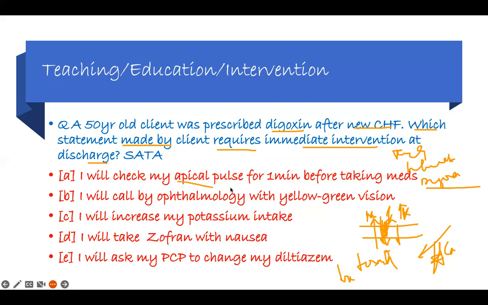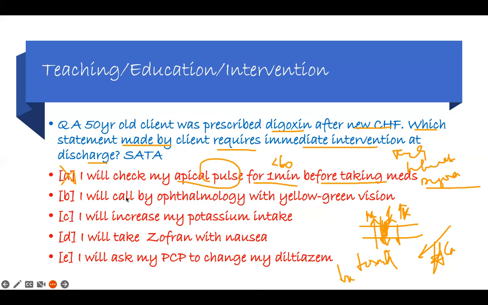I will check my pulse 1 minute before taking the medication. Yes, for adults, you need them to do a full apical pulse. If the pulse is less than 60, they shouldn't take it. So this one does not require immediate teaching.